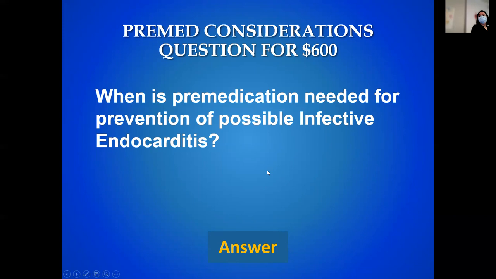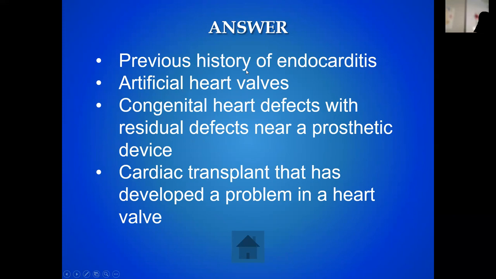Let's see. So what does it say? So previous history. Well, there you go. Artificial. So this is kind of like who needs it, basically. So history of infective endocarditis, artificial heart valves, congenital defects with residual defect near prosthetic device, cardiac implant that has developed a problem with the heart valve. So almost anything that has anything to do around a valve or prosthesis or history of infective endocarditis as well.